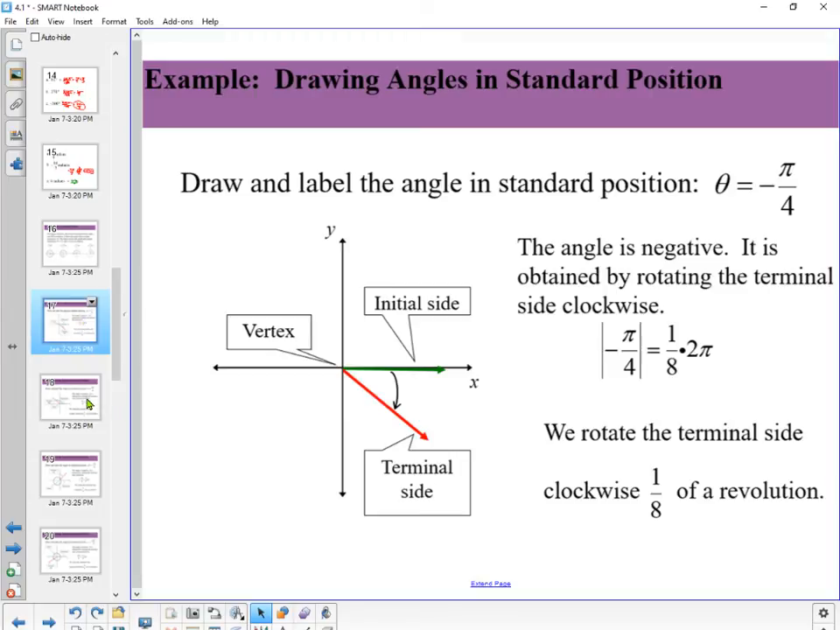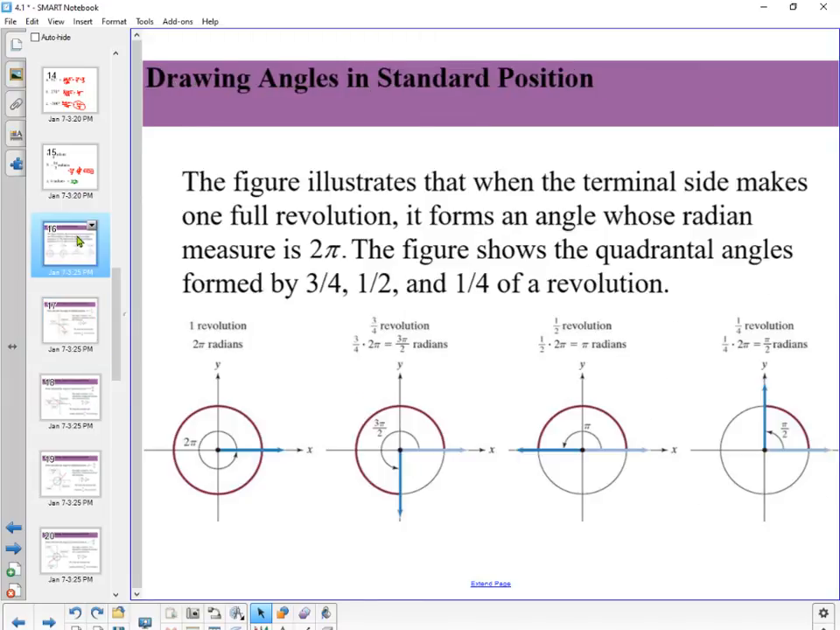Negative pi over 4s. Do we need to do that? To the revs? Is the second one? That's 3 pi. Yeah, this would be 3 pi over 2. I think we kind of said that already too, didn't we? No, not really. Informally.